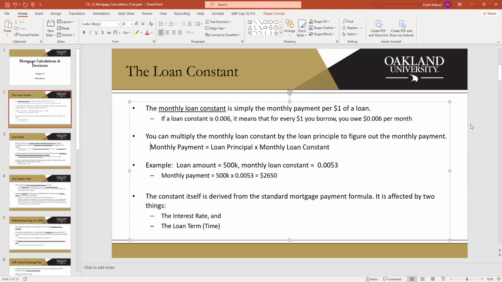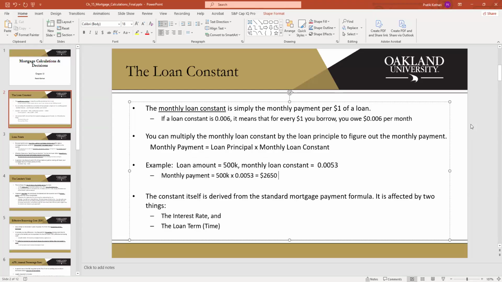So, what loan constant essentially tells you is what your monthly payment would be. It literally is basically loan principal multiplied by the monthly loan constant. That's what tells you what your monthly loan payment is. Okay. So suppose that your loan amount was 500,000 and monthly loan constant on this loan was 0.0053. That means your monthly payment will be 500,000 multiplied by the 0.0053, which is 2650.